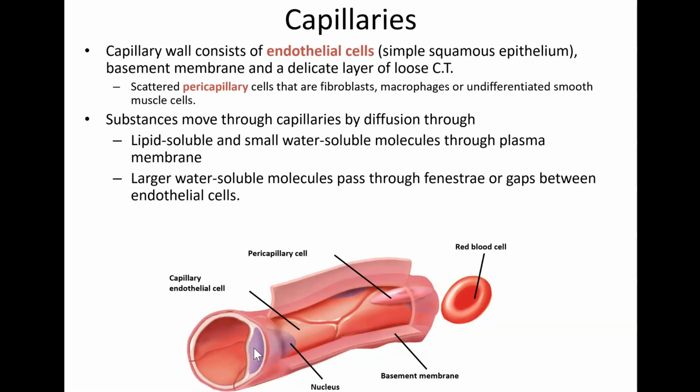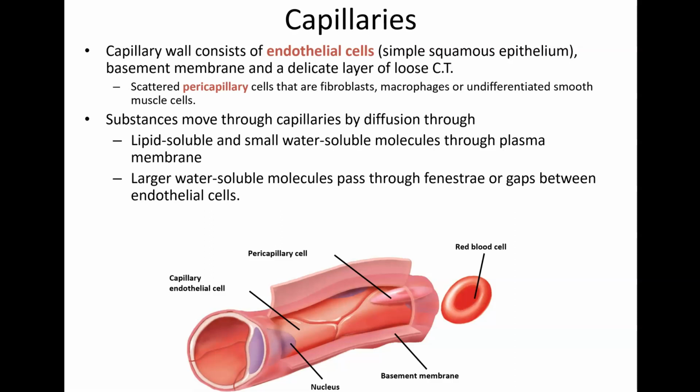We're also going to have a basement membrane and a delicate layer of loose connective tissue to really give the capillary some support. We will also have some scattered pericapillary cells that are really just fibroblasts, macrophages, or undifferentiated smooth muscle cells. We will have substances moving through our capillaries, and by diffusion, they can leave or enter the capillary.